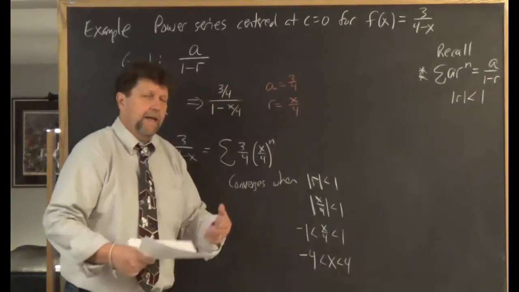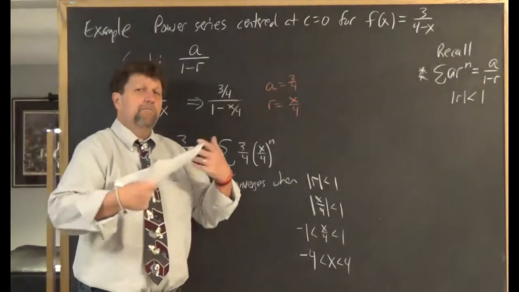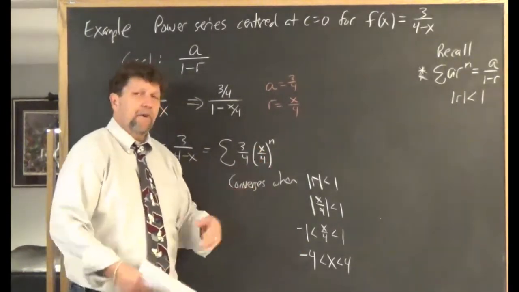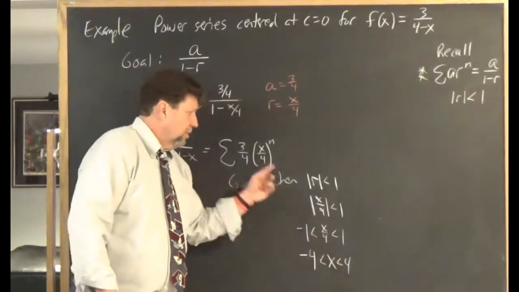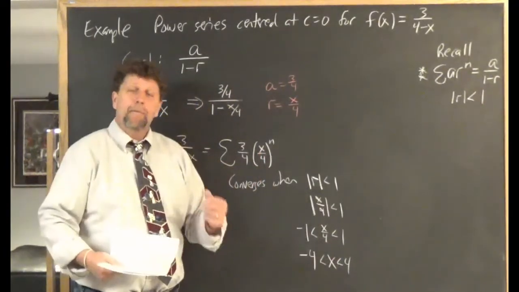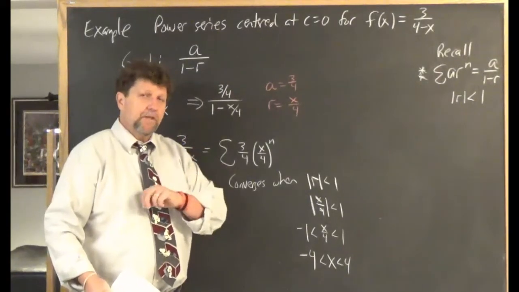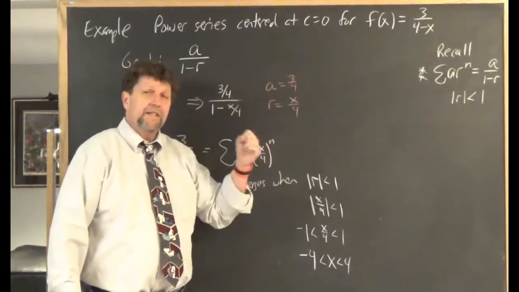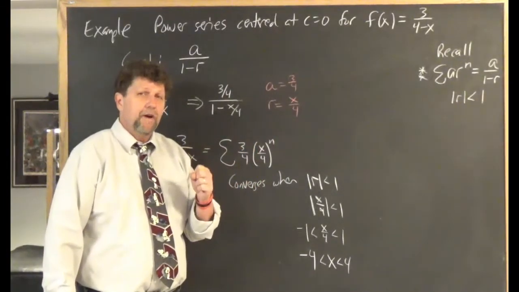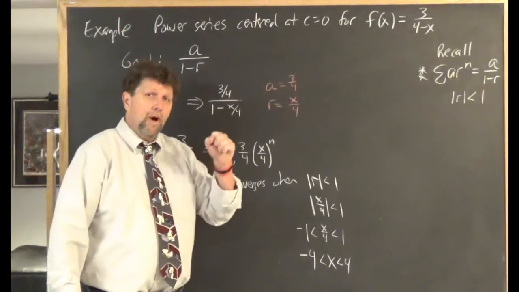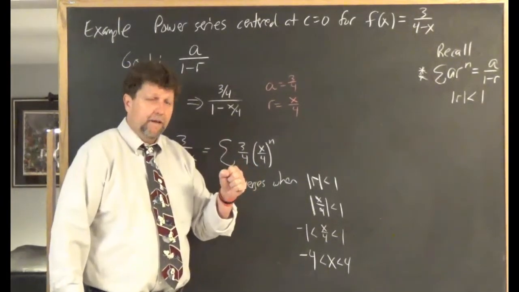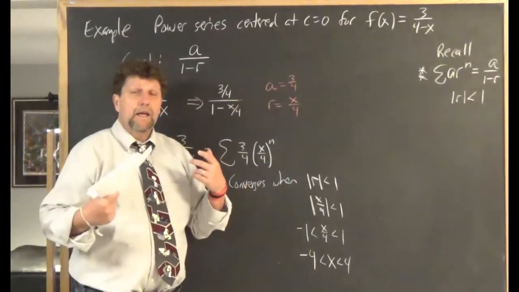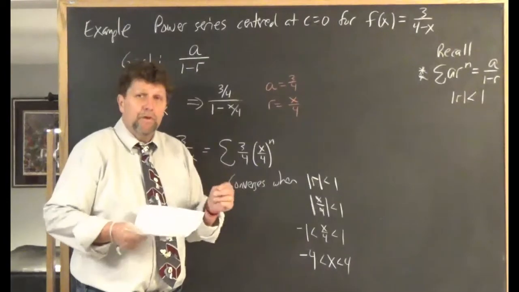And there's no need to check this at the endpoints because that's built into the geometric series test. We know that if negative 4 is in here for x, it diverges. We know if 4 is in here for x, it diverges. Because the geometric series test that we saw way back in section 10.3 told us the geometric series diverges when absolute value of r is greater than or equal to 1. And at those endpoints, the absolute value of r would be equal to 1.